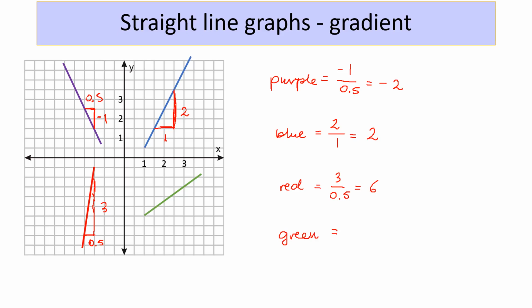And the last one, the green line. I'm going to draw my triangle like this. Now this time the change in y is 1, and then change in x is 1.5. So the change in y is 1, change in x is 1.5. Now, because when I calculate this, I'm going to get a recurring decimal, I can also give my answer as a fraction, which is 2/3.